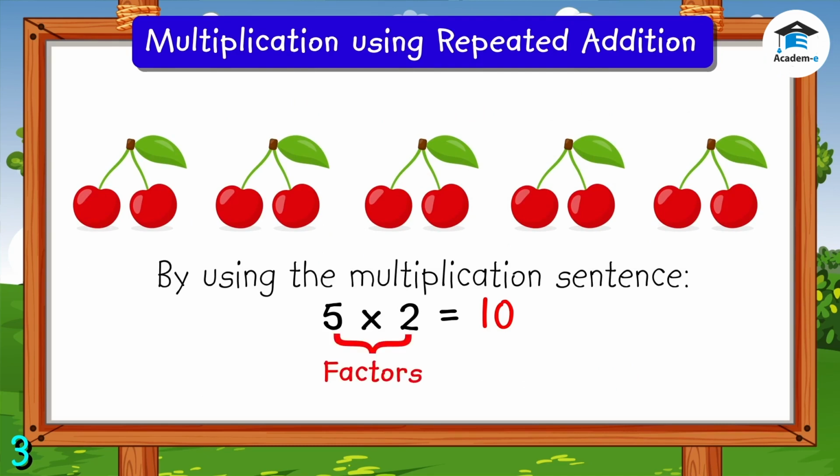5 and 2 are the factors. Factors are the numbers we multiply to get the product. Product is the answer in multiplication. We can say 5 times 2 is 10, or 5 multiplied by 2 is 10.